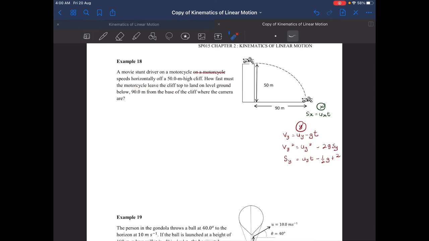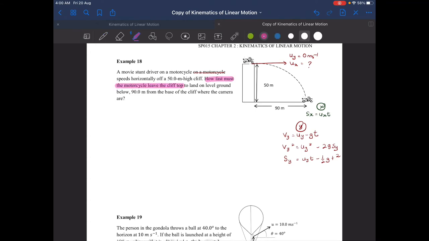Selalu kalau kamu tengok dalam kes ni, dia akan beritahu dia bergerak berapa, and then kita akan tahu UX dia sekian-sekian. Kita tahu kat sini kes dia Uy kosong awal-awal. So dia plan nak gerak sini je, tapi bila dia jatuh ke bawah, barulah ada Vx dengan Vy. Tapi soalan minta how fast must the motorcycle leave the cliff, so maksudnya dia nak the value of Ux from this statement.